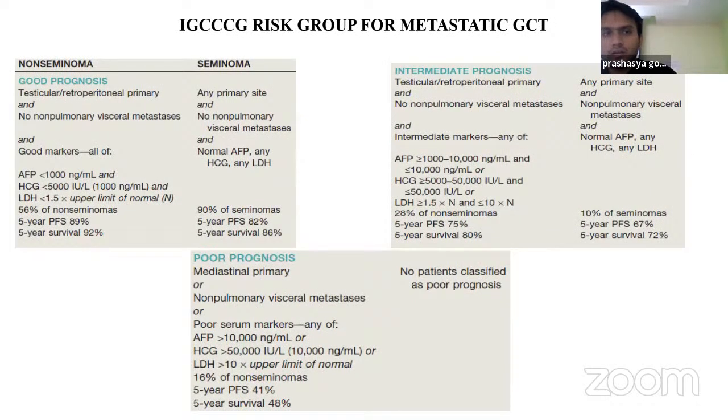There is an IGCCCG risk group for metastatic germ cell tumors. It classifies these germ cell tumors into good prognosis, intermediate prognosis, and poor prognosis. However, seminomas only have good prognosis or intermediate prognosis. The good prognosis group in non-seminoma includes those with no non-pulmonary visceral metastasis and low markers. They are associated with a 5-year progression-free survival of 89% and an overall 5-year survival of 92%.